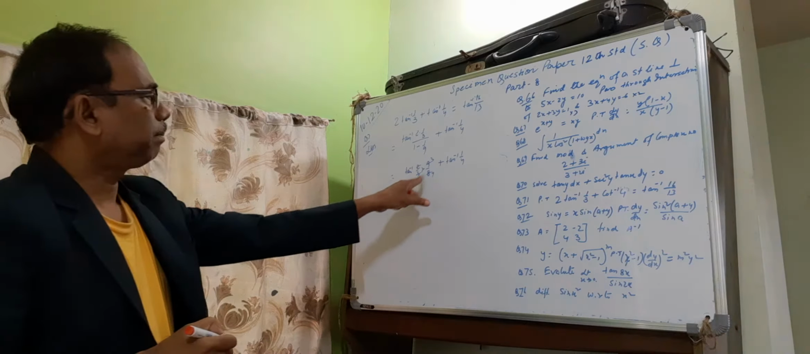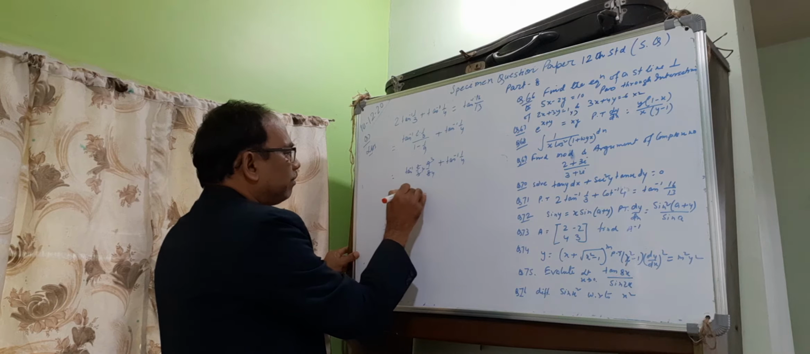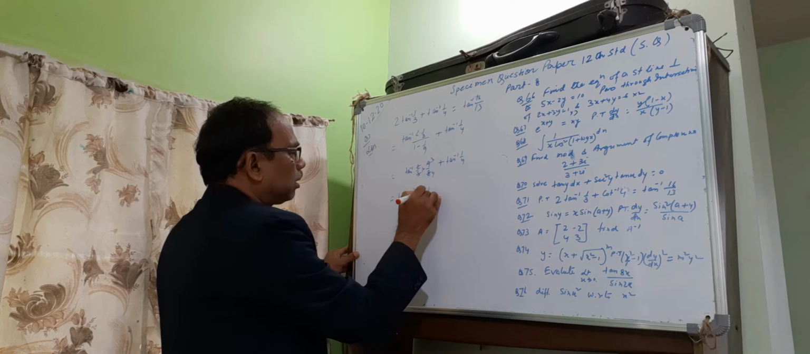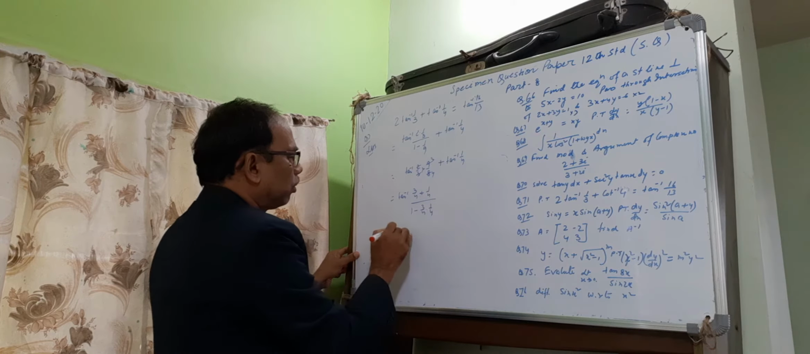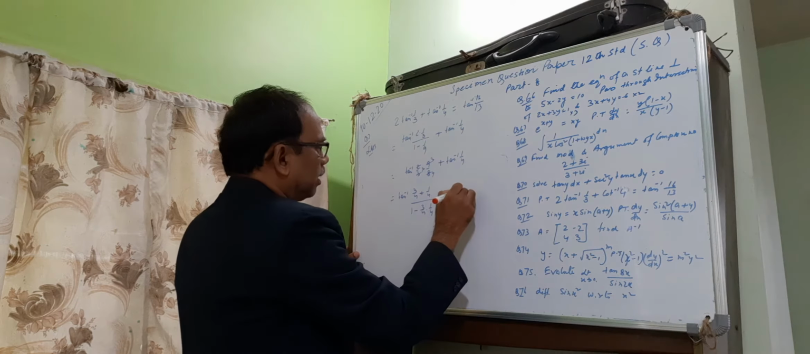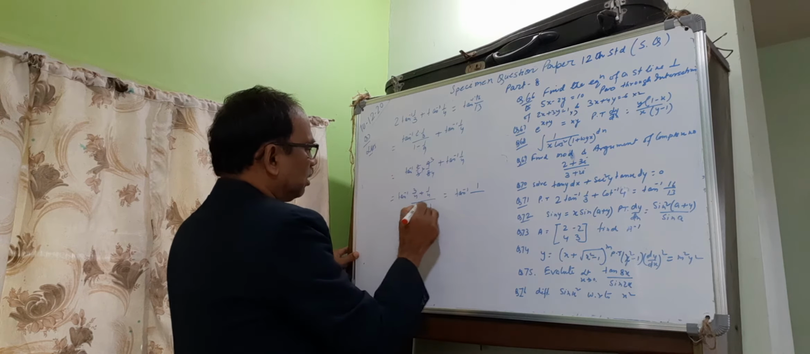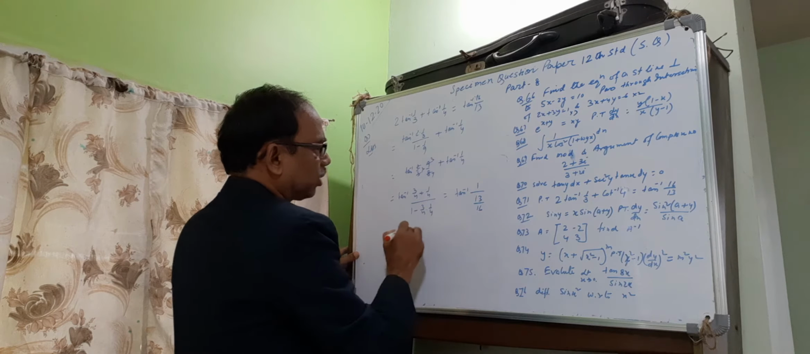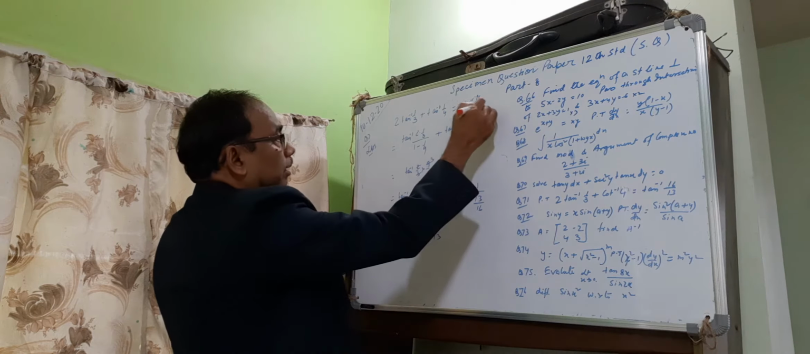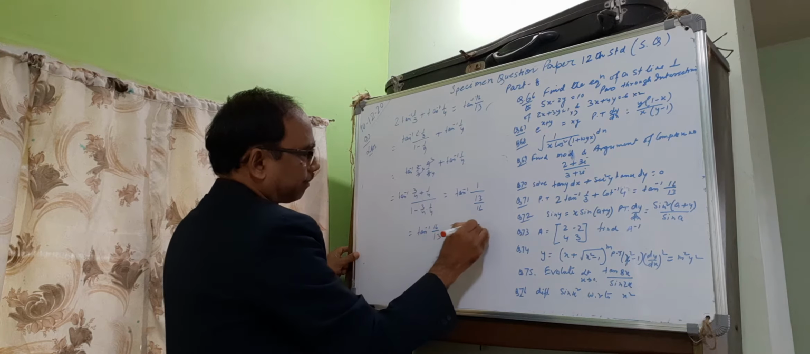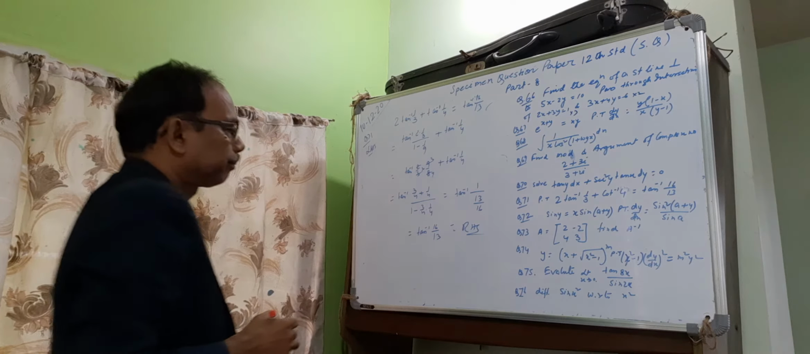Using the formula tan inverse A plus tan inverse B equals tan inverse (A + B) by (1 - AB): that is tan inverse of (3 by 4 + 1 by 4) by (1 - 3 by 4 into 1 by 4). That is tan inverse of 1, since 4 by 4 is 1, over 16 minus 3, that is 13 by 16. That is tan inverse 16 by 13, equals the right hand side. Okay, this is sum number 71.